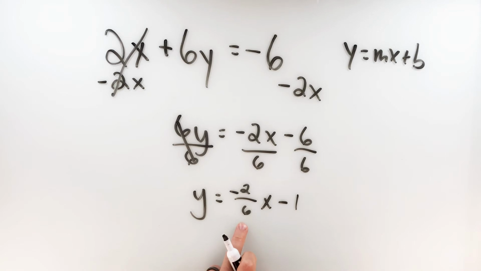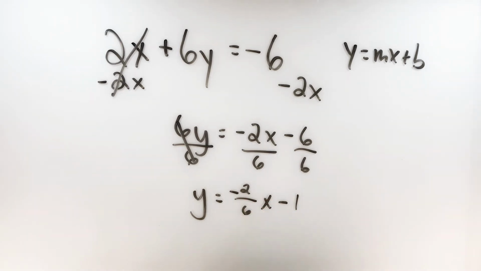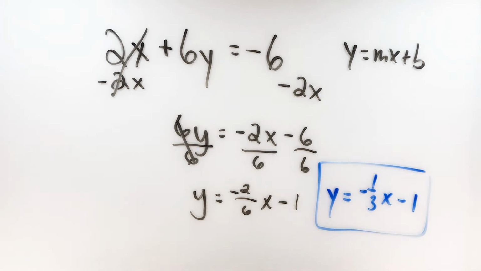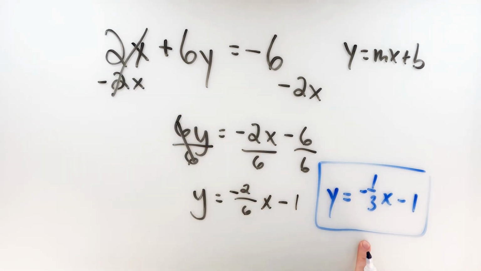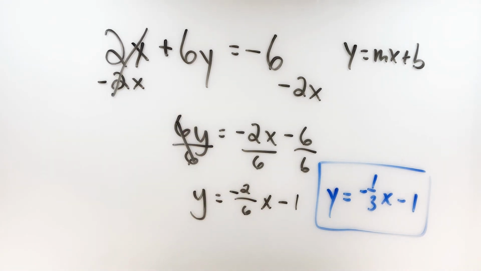And the last thing I'm going to do is reduce that fraction, that slope there, which is negative 2 over 6. That'll reduce, I can divide both by 2, to negative 1/3. So I've got y equals negative 1/3 x minus 1. So these two lines, 2x plus 6y equals negative 6, and y equals negative 1/3 x minus 1, if I were to graph those two, it would be the exact same line. It's just different forms. So I've converted from one form to another.